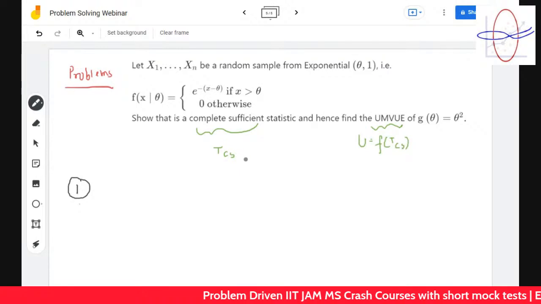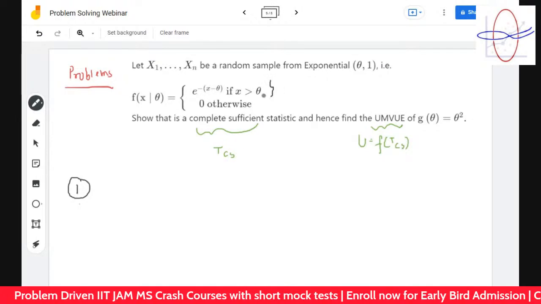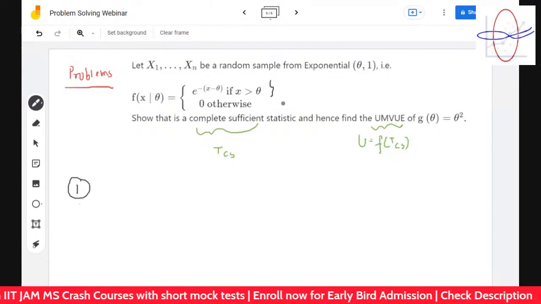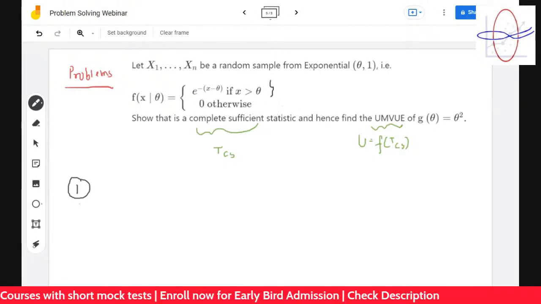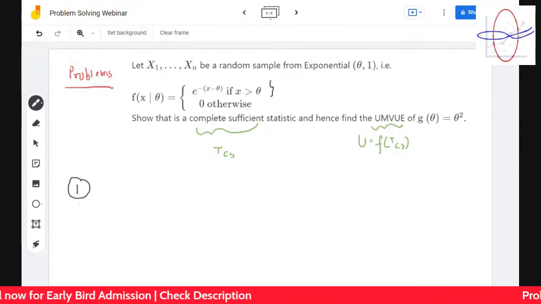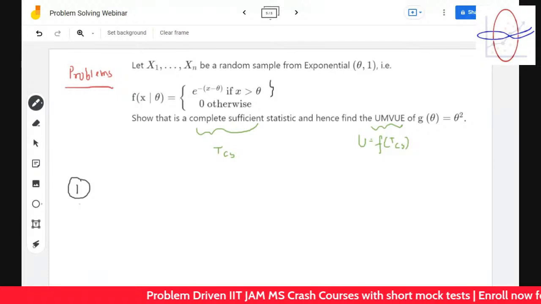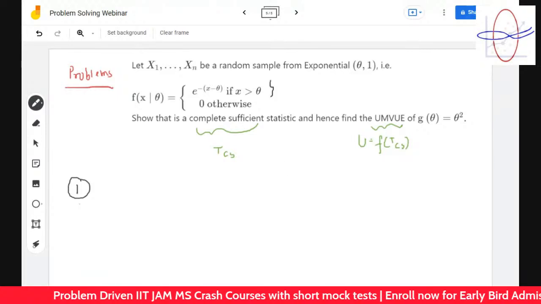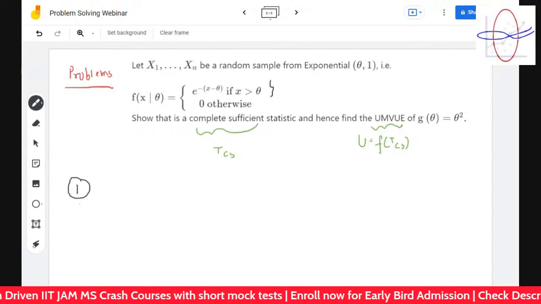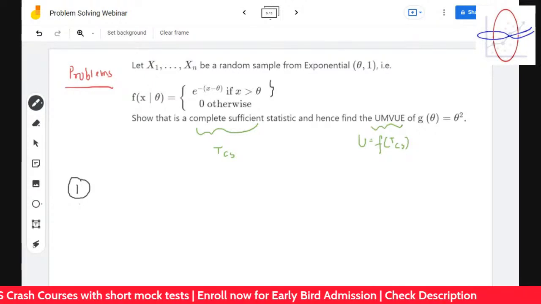Step number one: finding the complete sufficient statistic. You can easily understand that the support is dependent upon theta, so we cannot use the exponential family to express it. Do you agree with this, guys? Do you remember this? It cannot be expressed as a one parameter exponential family.